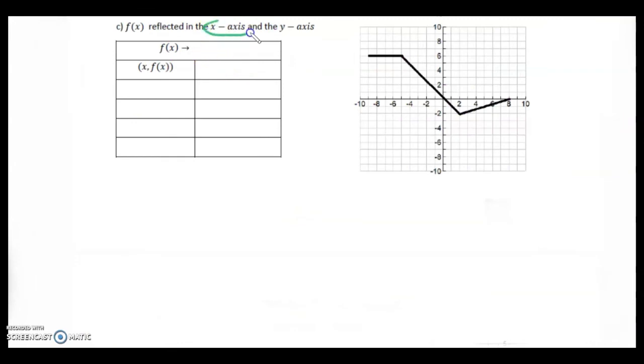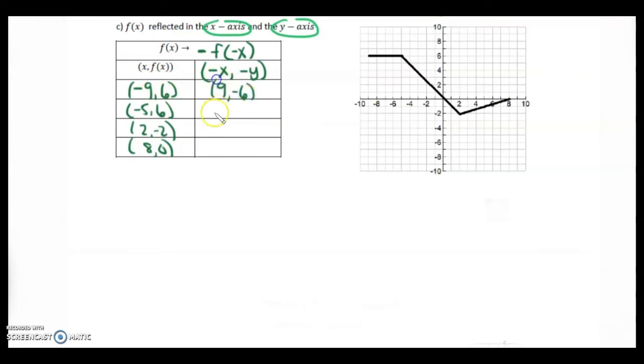This time we're going to do the double reflection. We're going to put one negative sign out front of the f(x) and one inside the bracket with the x. We're going to reflect the x and we're going to reflect the y. So this is our mapping notation. I'm going to write the -9, 6, -5, 6, 2, -2, and 8, 0. If we double reflect this function f(x), we're going to get 9, -6, 5, -6, -2, 2.